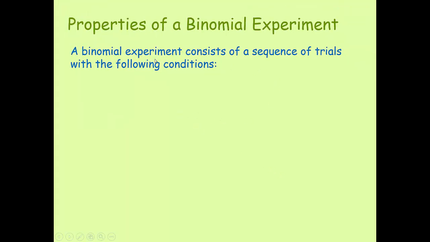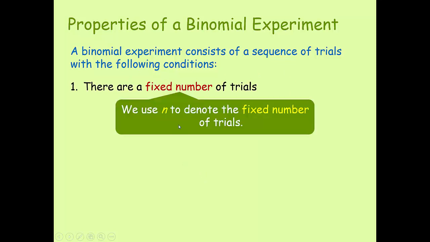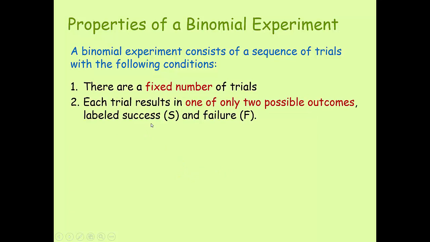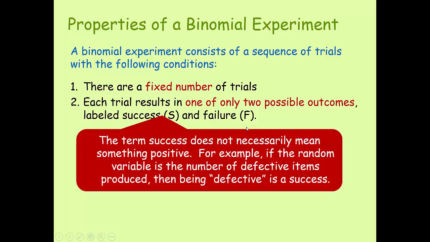When we have a binomial experiment, it consists of a sequence of trials with a fixed number of trials, and we let n, like we've been calling our sample size, be the fixed number of trials. Each trial is either a success or a failure. There's only two things that can happen. If you think about it, flipping a coin is a binomial experiment. If I flip a coin 10 times, then the number of trials is 10. If I ask the probability I get heads, then a success is heads. Now, don't let the term success make you think that's a positive thing, because I could be interested in the probability that I have a defective item, and I consider that a success.